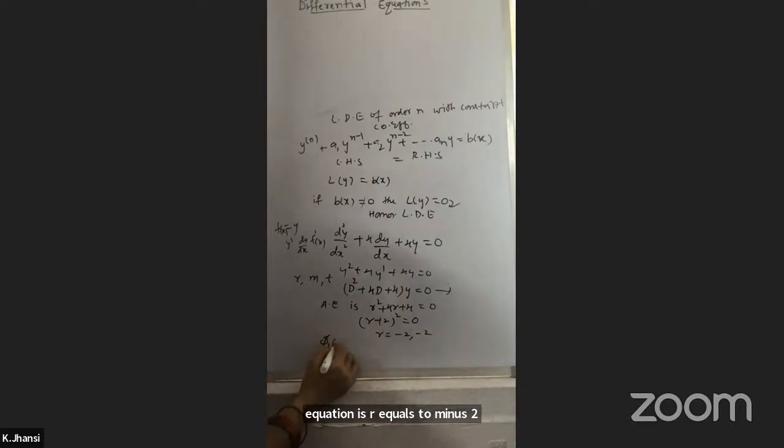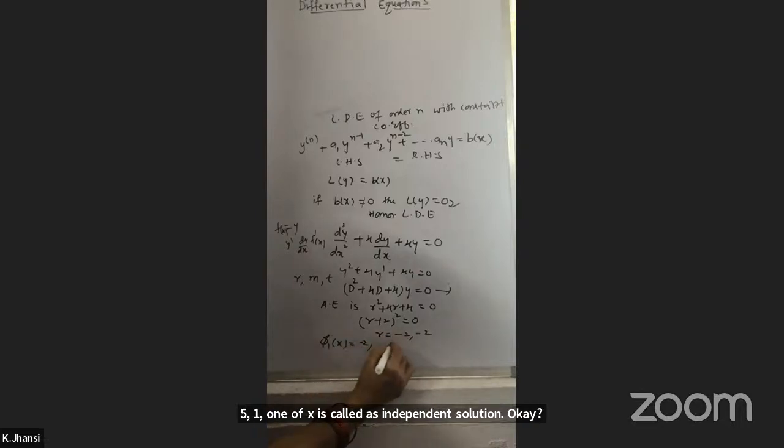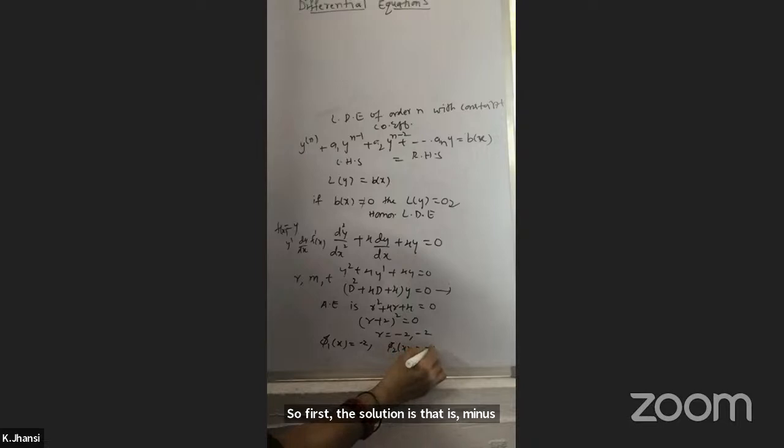So phi 1 of x is called an independent solution. Your first solution is that, minus 2. Next, the second solution, phi 2 of x, is minus 2.